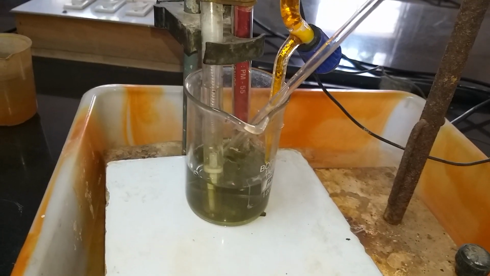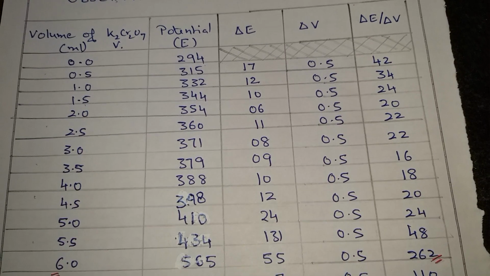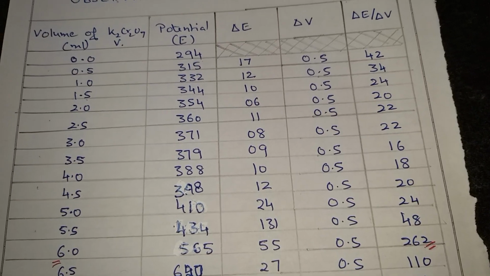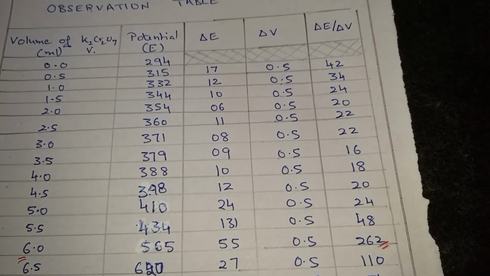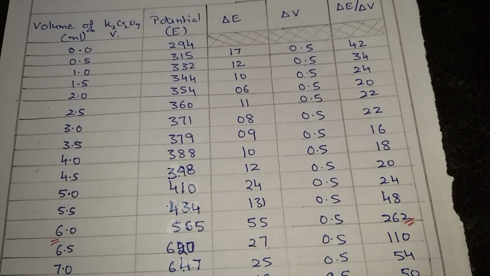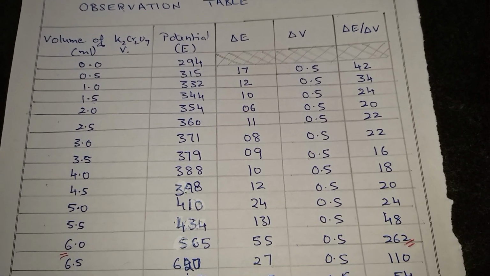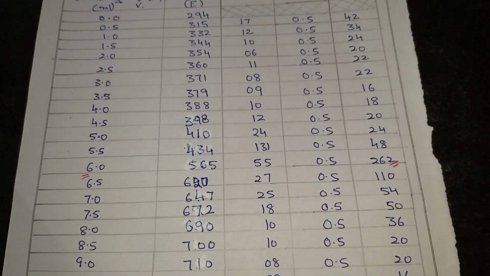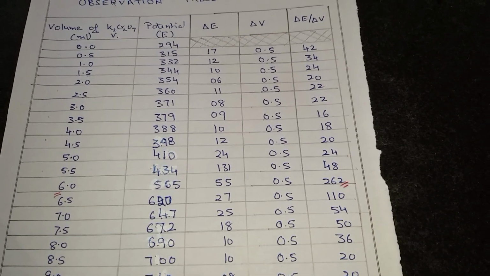go for calculations. To do the calculations, we will first calculate delta E by subtracting the upper value from the lower value, that is 294 from 315, 315 from 332, 332 from 344 and so on, and record all the differences in potential in the delta E column. Similarly, delta V will be calculated by subtracting the upper value from the lower value, and because we are adding a 0.5 ml increment always, it will be 0.5. We can calculate delta E by delta V by dividing delta E values by delta V values. So this is how we have recorded the observations from the instrument and calculated delta E, delta V and delta E by delta V values.